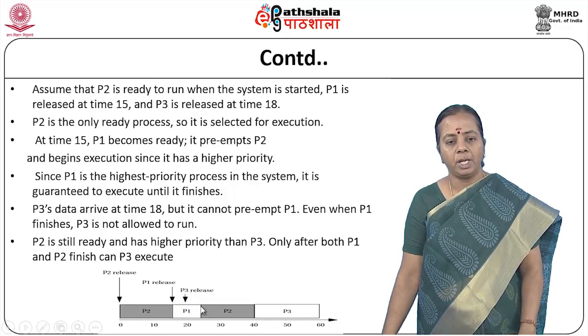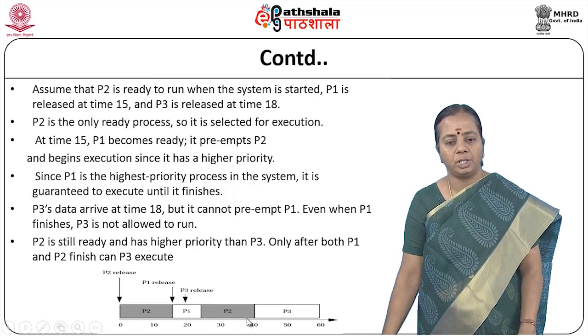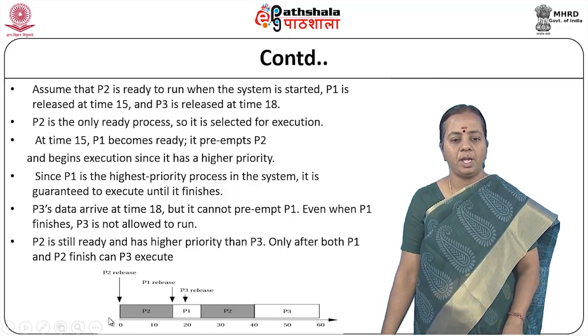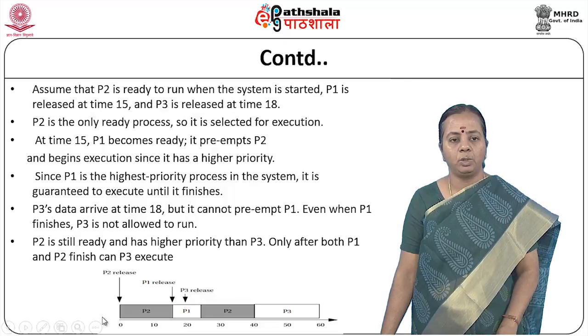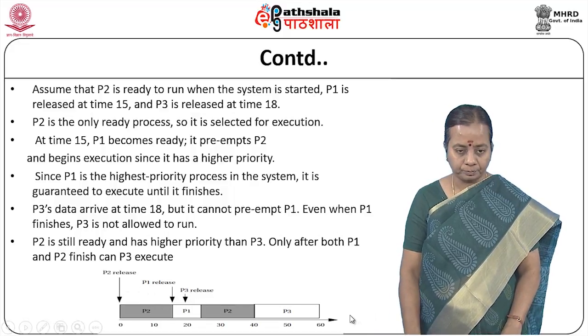After that, though P3 is released, P2 was already preempted by P1, and P2 has the next higher priority. So P2 is scheduled, and once P2 is finished, only then is P3 taken and scheduled. This is the way tasks will be scheduled when processes 1, 2 and 3 have different priorities, and the RTOS schedules in this way only.